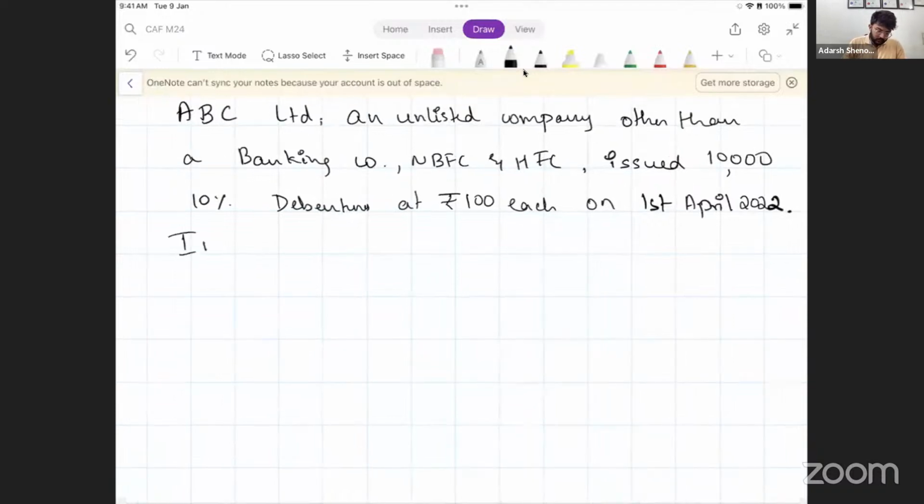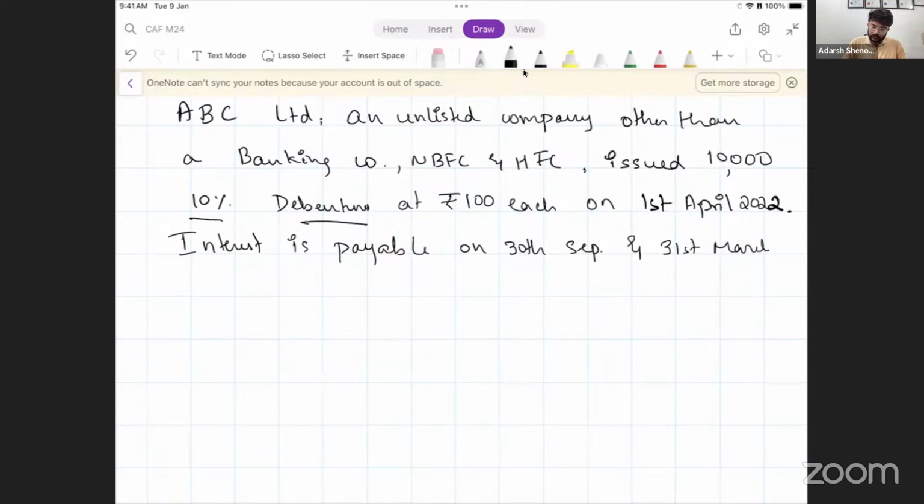Interest is payable. So on the debentures, you'll have to pay interest. What is the interest rate? It's 10%. 10% debentures means 10% is the interest rate. Interest is payable on 30th September and 31st March. So semi-annually, they are paying the interest on these debentures.